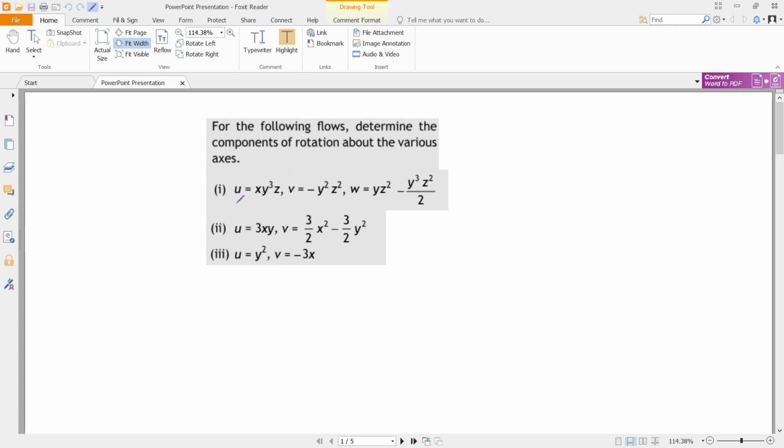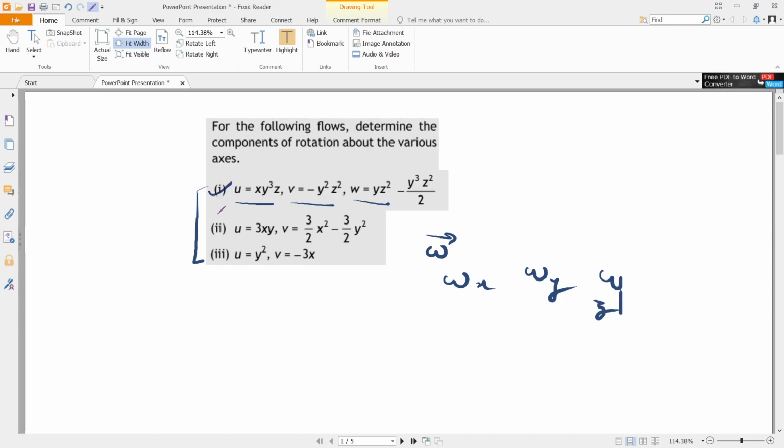So u, v, w, that is the flow field, is given for three different cases, and you have to determine the components of rotation about the various axes. Basically for all these cases you have to determine the value of the omega vector, that is omega x, omega y and omega z, for all these three cases. It is a very simple case we have just seen. So please try this problem, and then we'll discuss the solution.